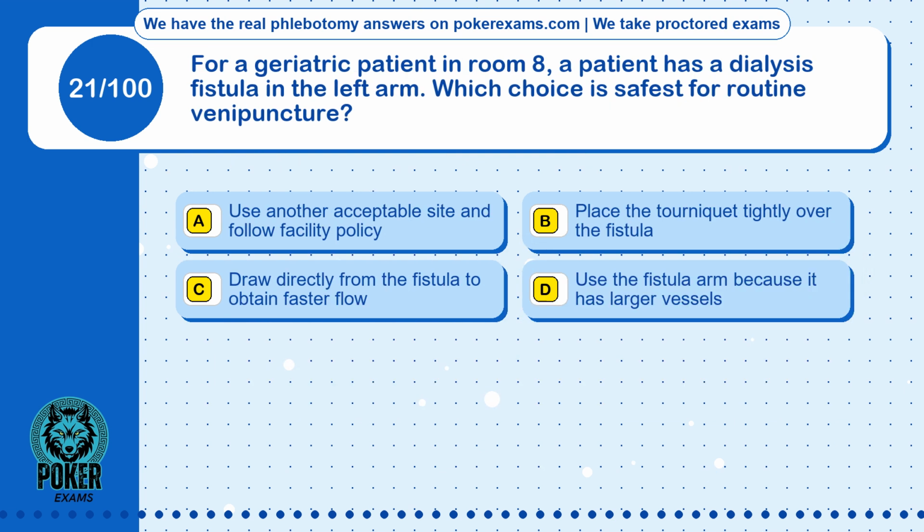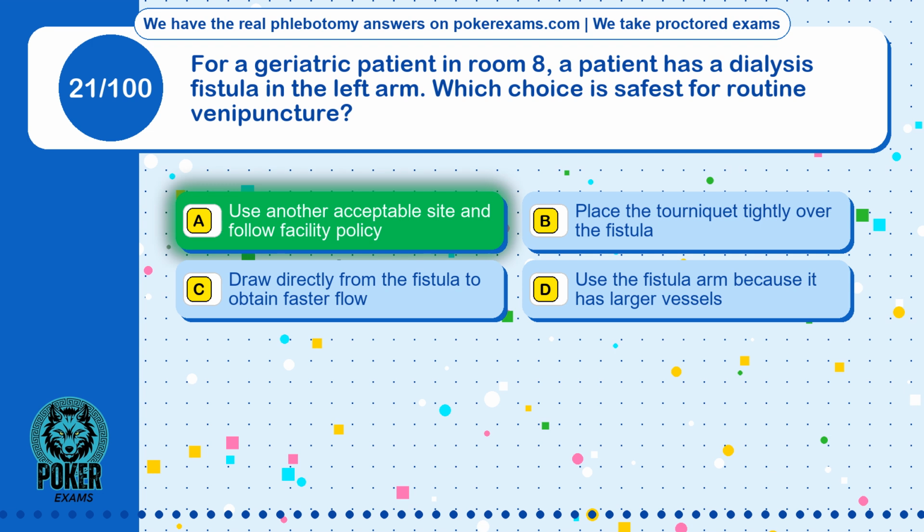Question 21. For a geriatric patient in room 8, a patient has a dialysis fistula in the left arm. Which choice is safest for routine venipuncture? Option A, use another acceptable site and follow facility policy. Option B, place the tourniquet tightly over the fistula. Option C, draw directly from the fistula to obtain faster flow. Option D, use the fistula arm because it has larger vessels. The correct answer is option A.